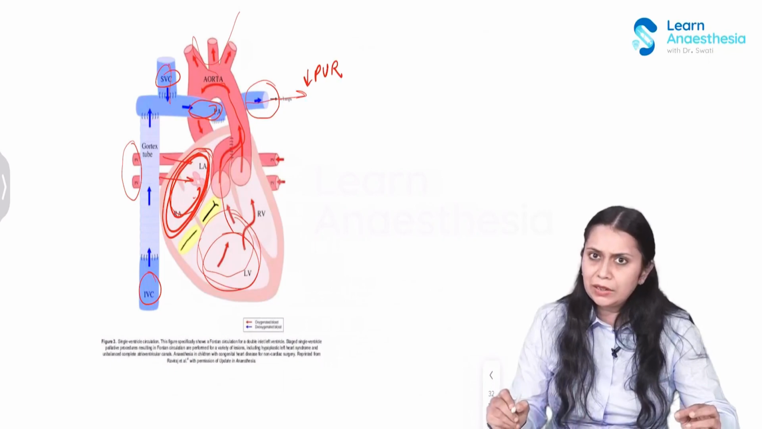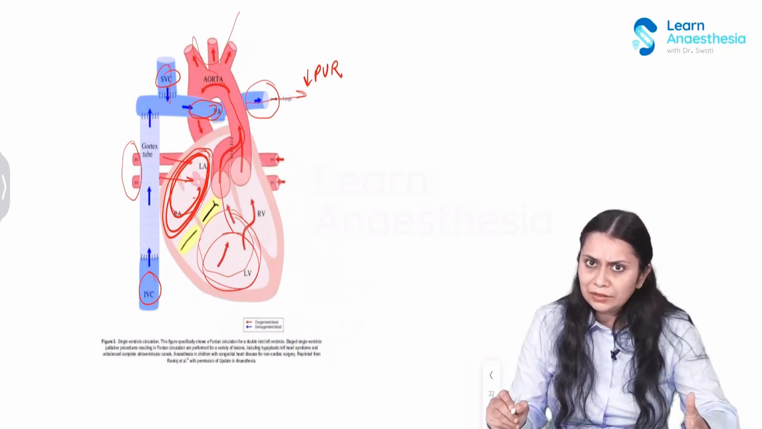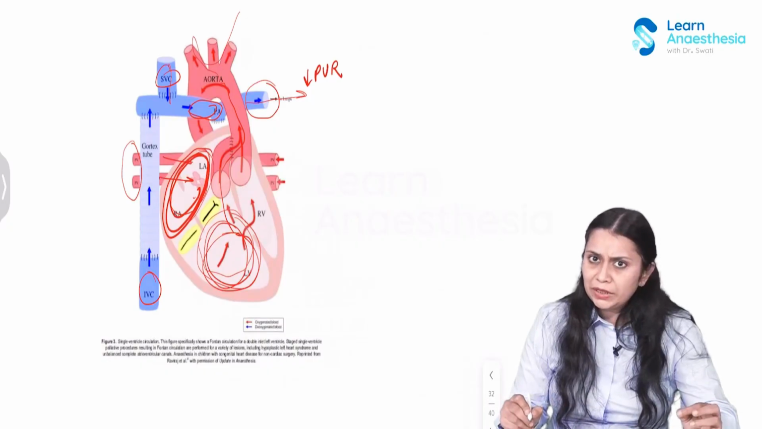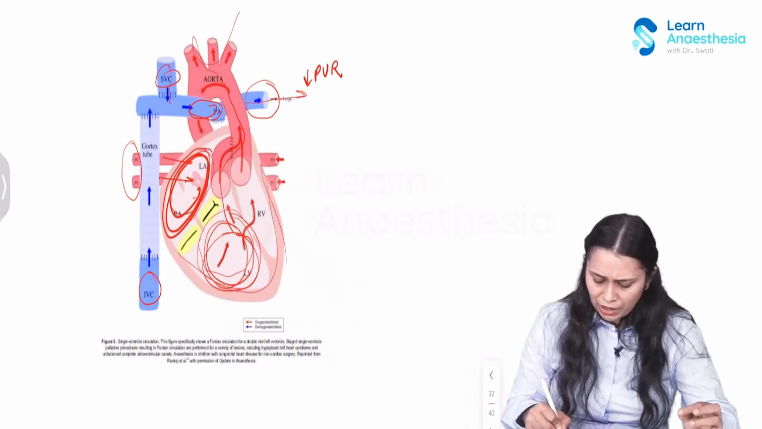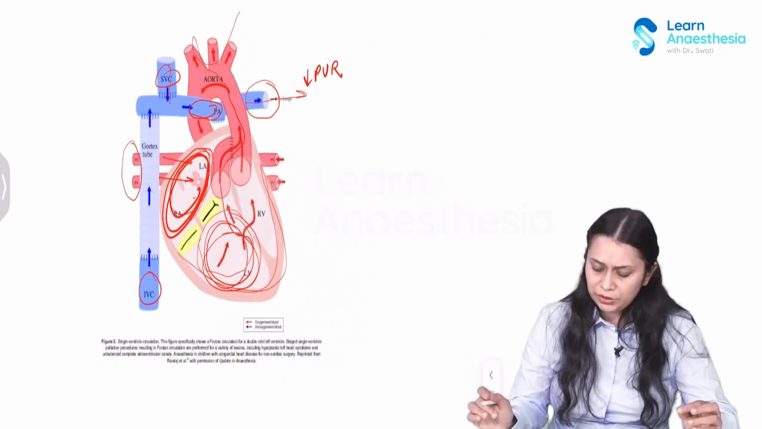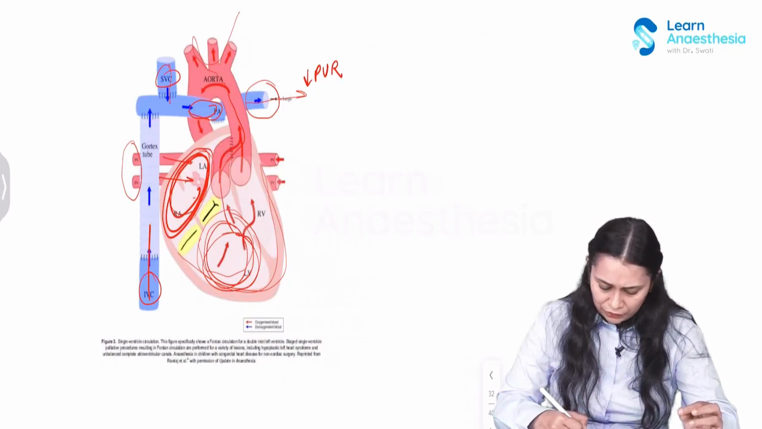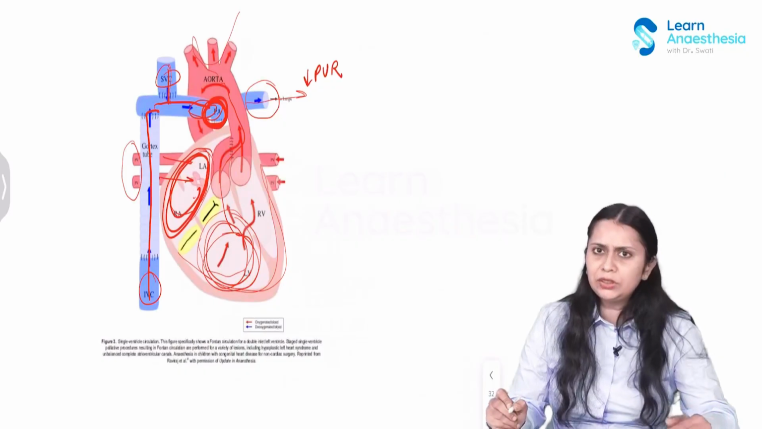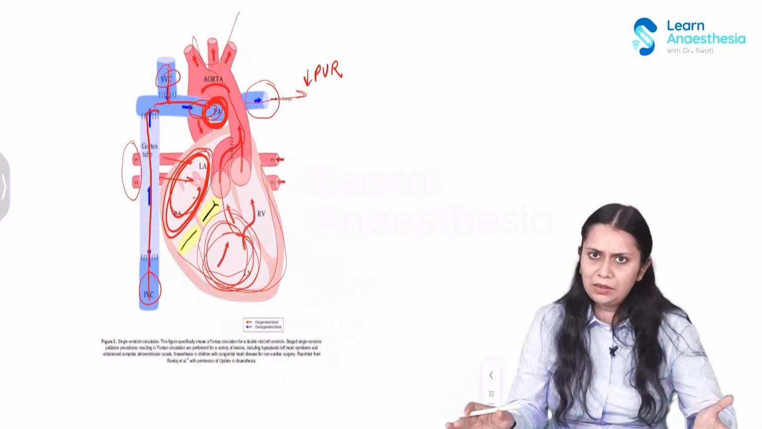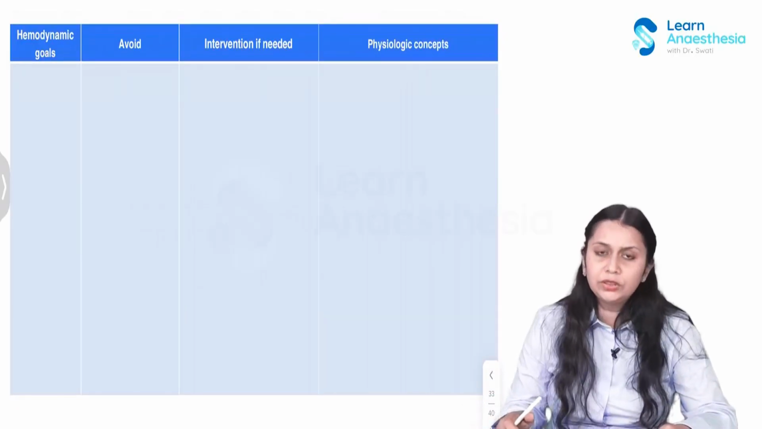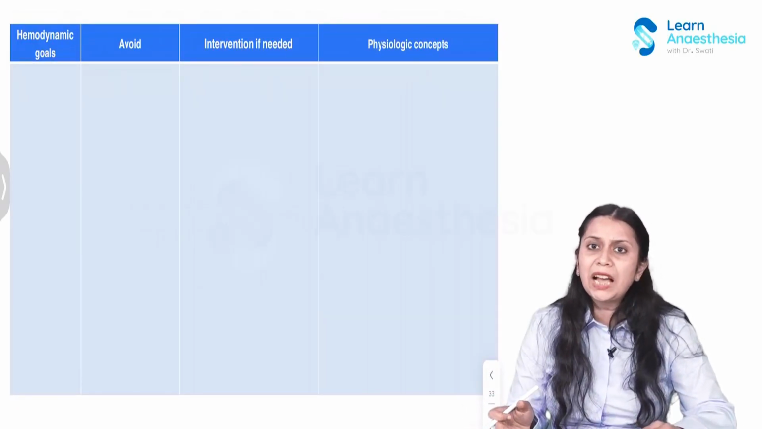We have to keep the left atrial pressures low, maintain the preload, and maintain the contractility of the ventricles. So this is Fontan physiology. As you can see, the inferior vena cava and superior vena cava are anastomosed with the pulmonary artery, and the circulation is in series. It is not a parallel circulation. Next, I want to discuss with you the patient with pulmonary hypertension.